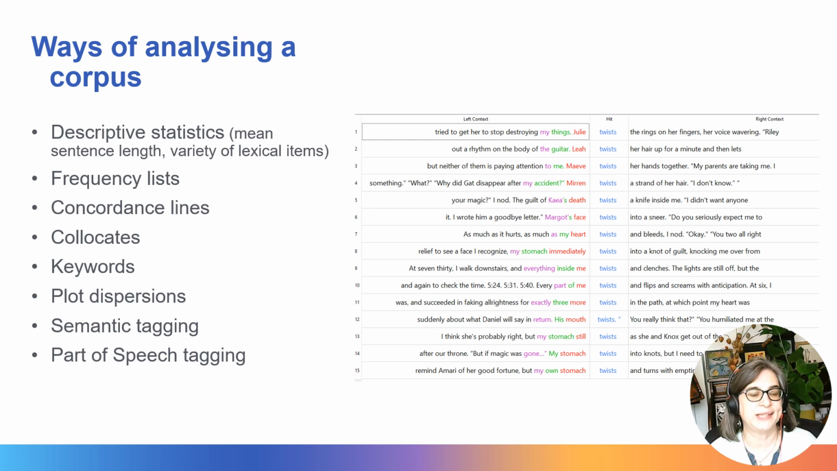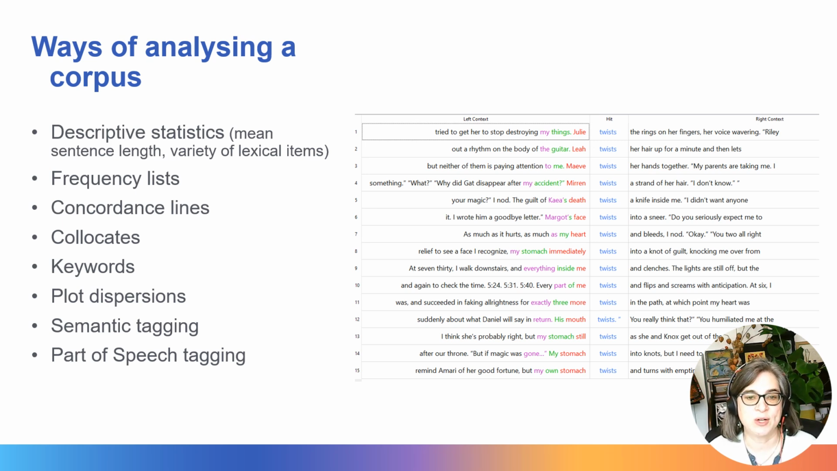Frequency lists are ordered lists from most to least frequent words in a corpus, and you might compare one of these with a larger reference corpus, and we term these keyword lists, and that's a very common way in to looking at corpus analysis.